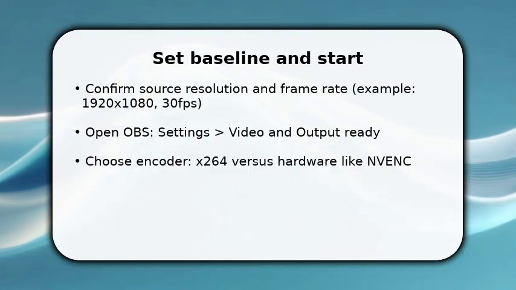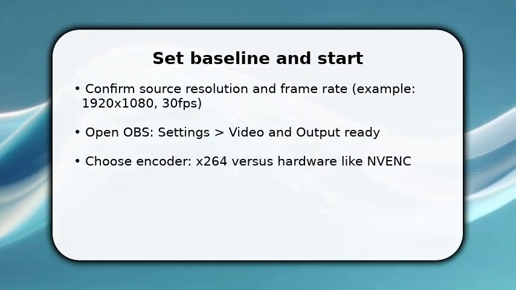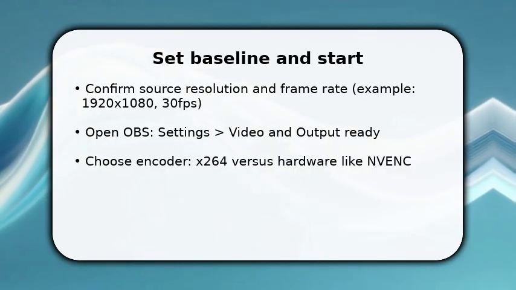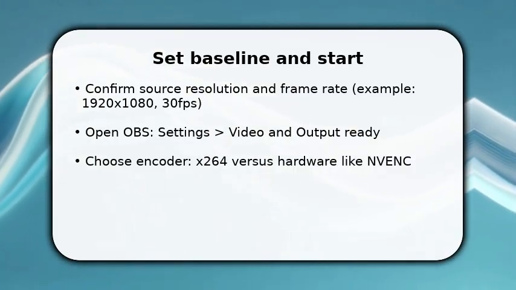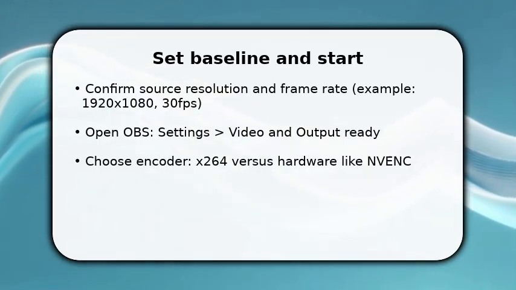You start by confirming the camera or capture source resolution and frame rate so OBS won't upscale or downscale unexpectedly. Once done, open Settings and go to Video to set base and output resolution to match your source. Next, head to Output and pick an encoder.